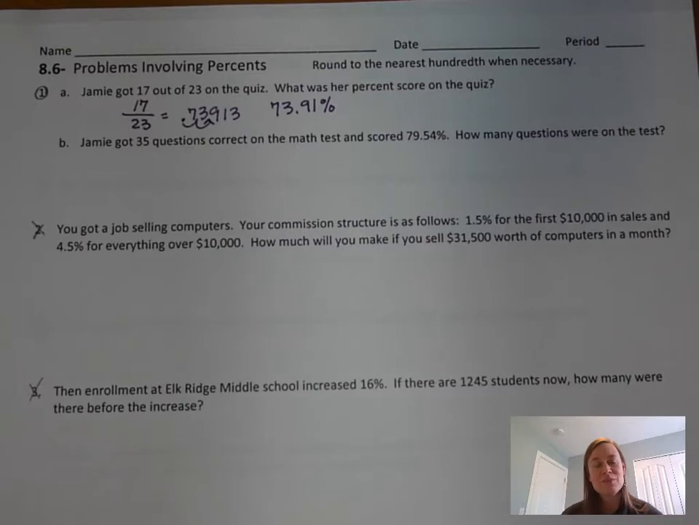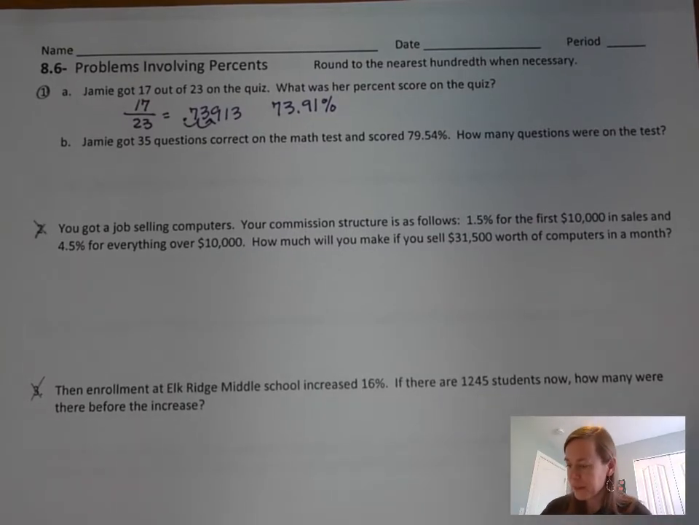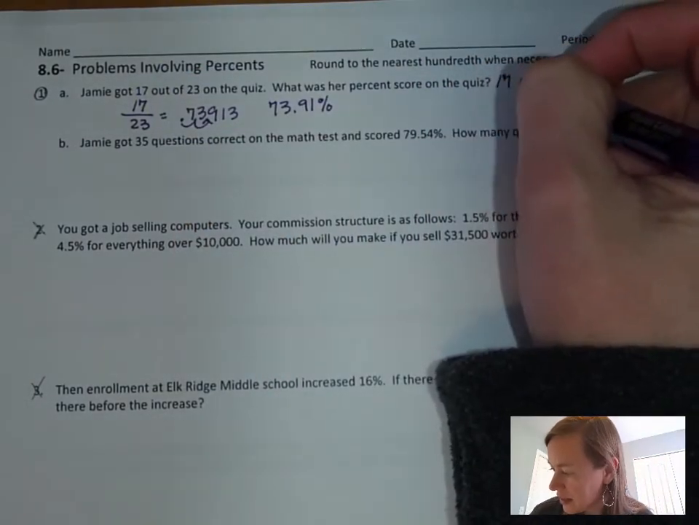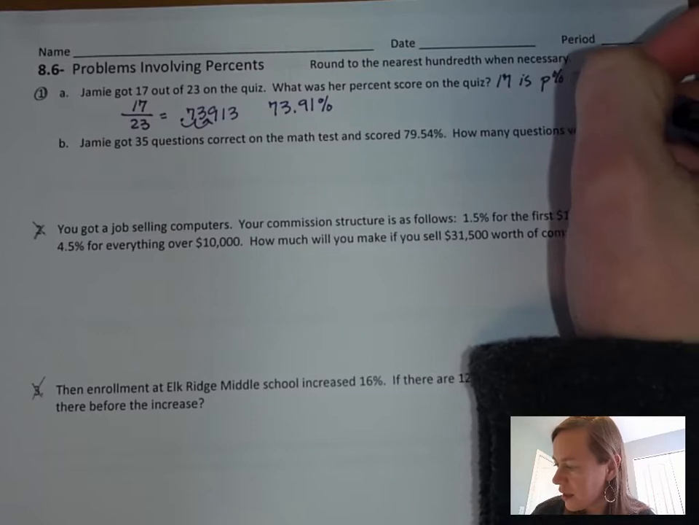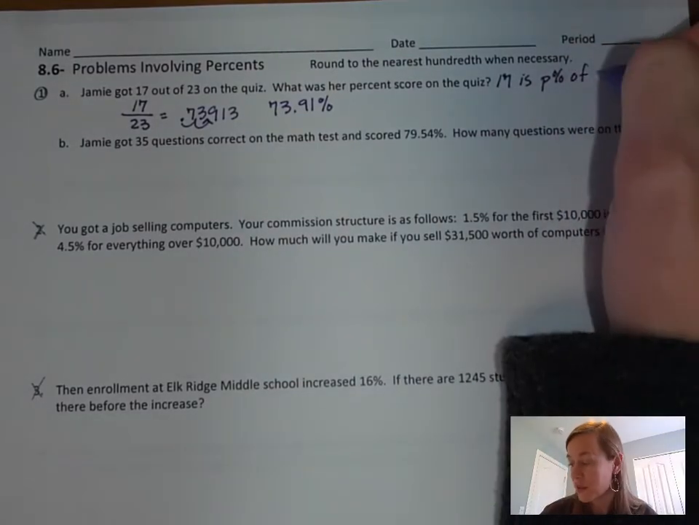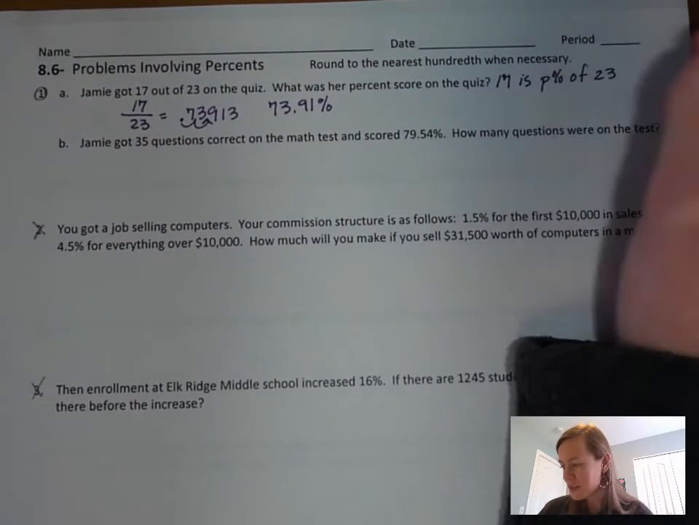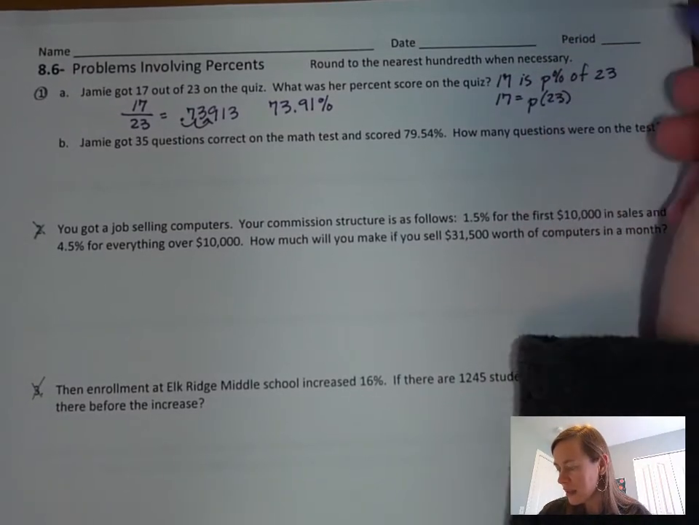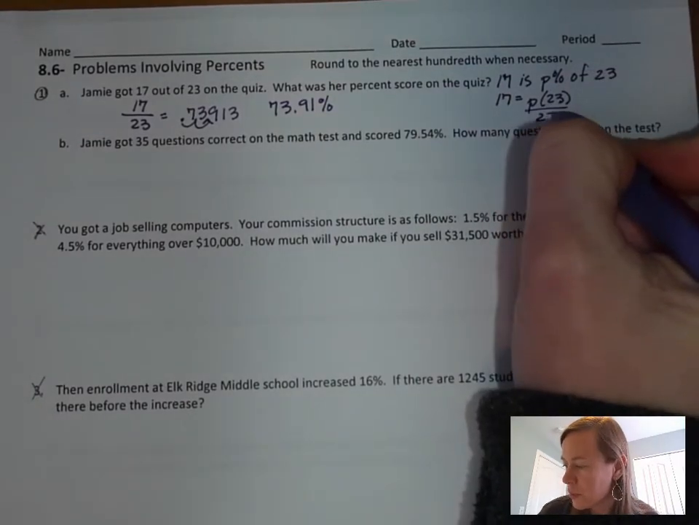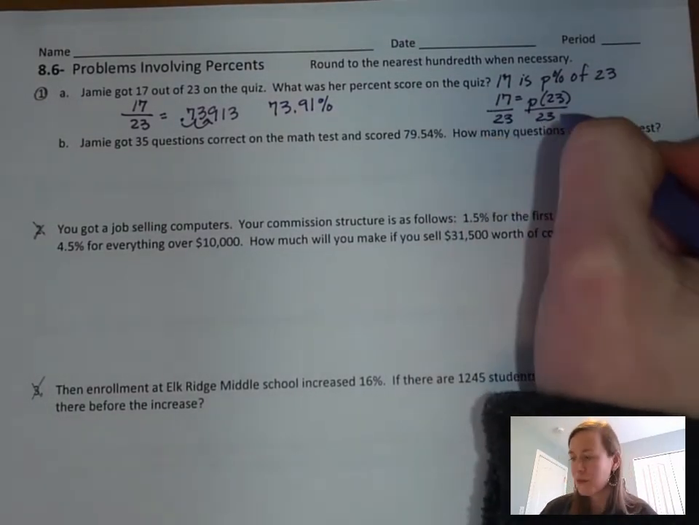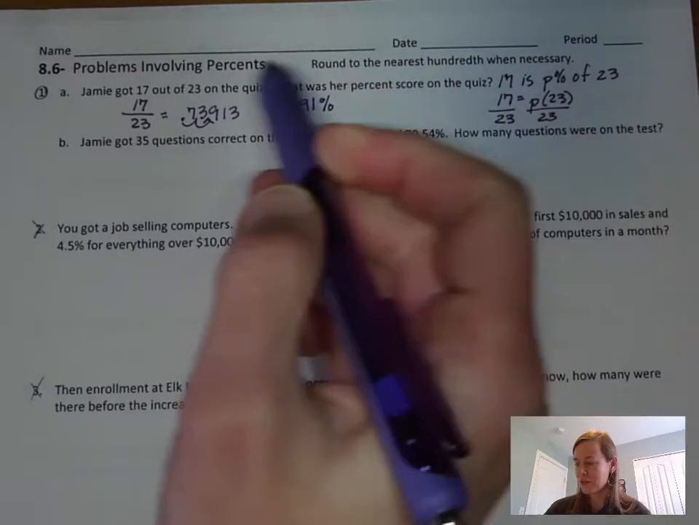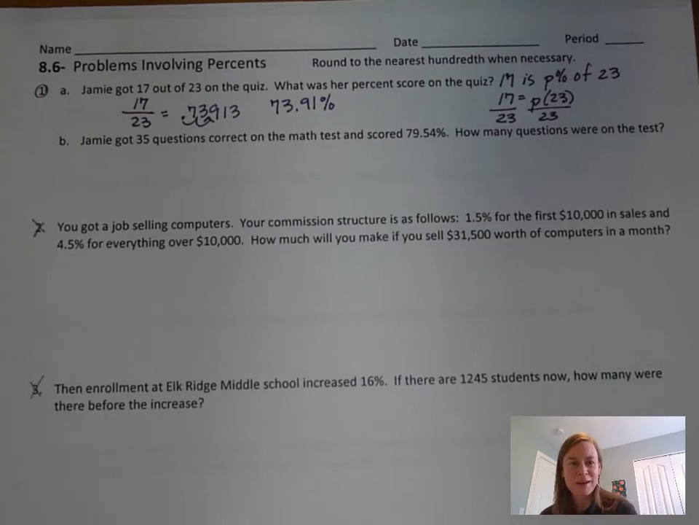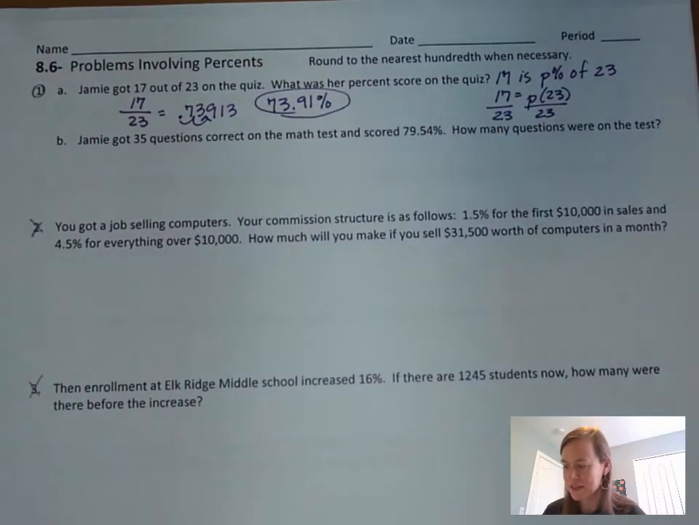Now, what if we wanted to make an equation? How would we do that? Let's see. We would do 17 is p% of the total number of questions, which was 23. And then we turn this into an equation. We'll say 17 equals p times 23. And then when we go to solve it, you're going to divide both sides by 23. From this point on, 17 divided by 23, you'll see it's exactly the same as this way to solve, so they kind of meet up there in the end. Either way, you should be getting this answer.